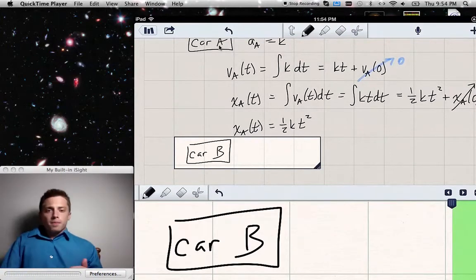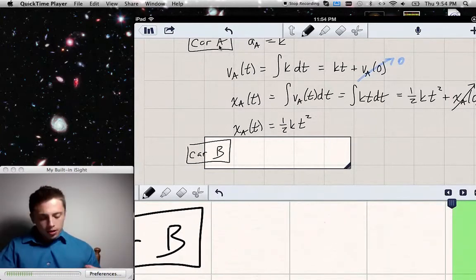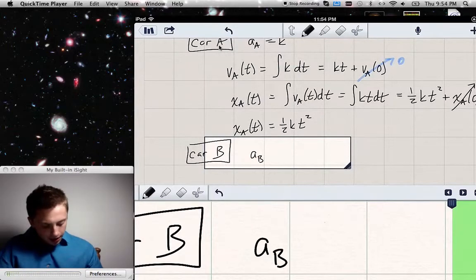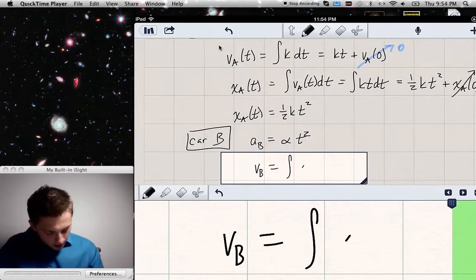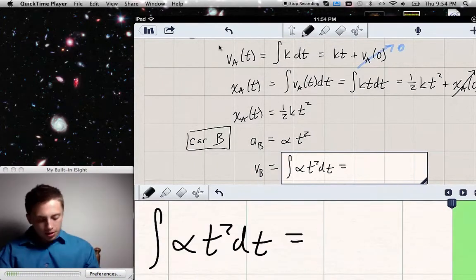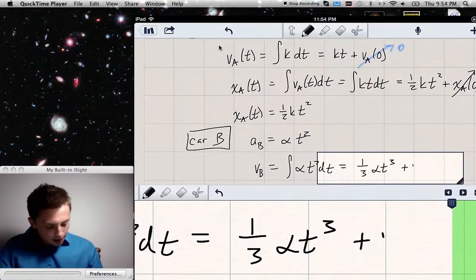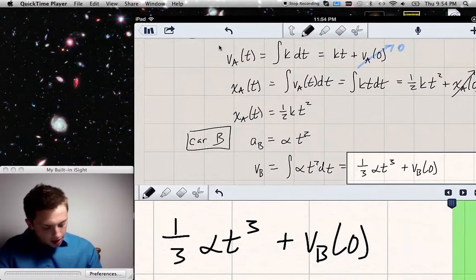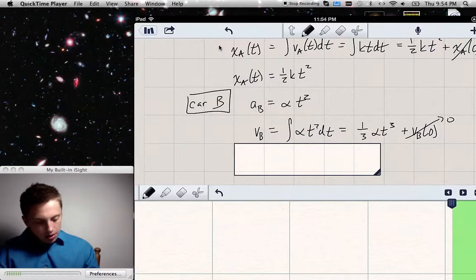So we're going to follow a very similar procedure, and I'm not going to show the steps. I'm going to go through this quickly. Okay? a_B is alpha t squared. We integrate a_B to get the velocity of car B. So this is for car B now, as a function of time. The initial velocity of car B is the constant of integration for this integration, and it starts at rest, so the initial velocity of car B is 0, and our constant of integration is 0.